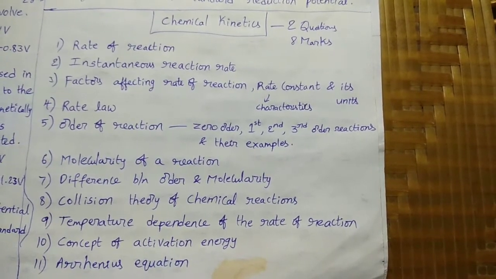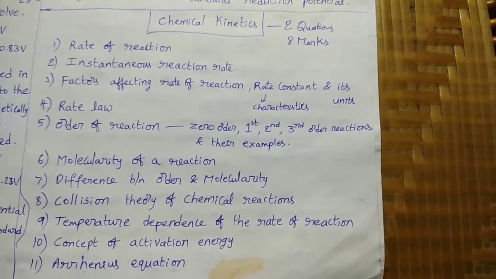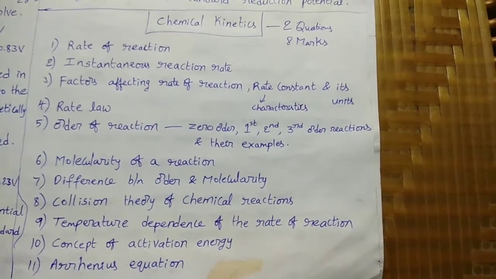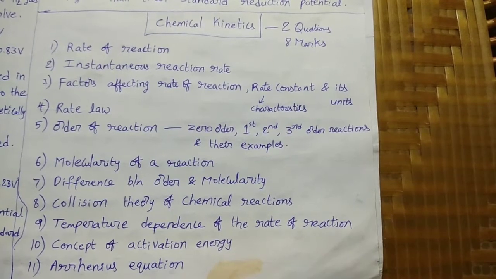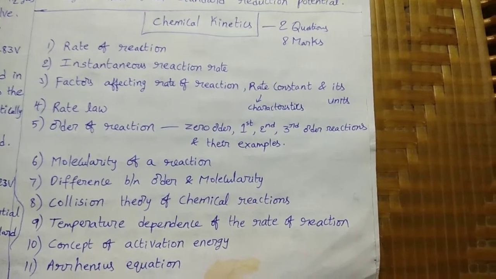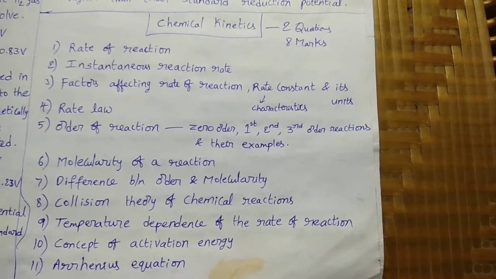In last class we completed electrochemistry, next one is chemical kinetics. From this chapter in the NEET exam 2 questions will come. So this chapter's weightage is 8 marks. In this you have to learn these topics.